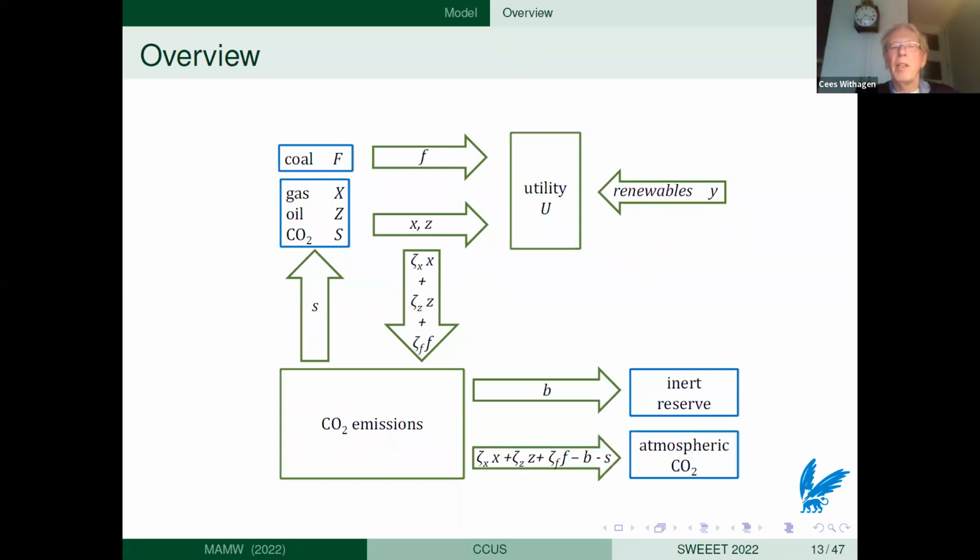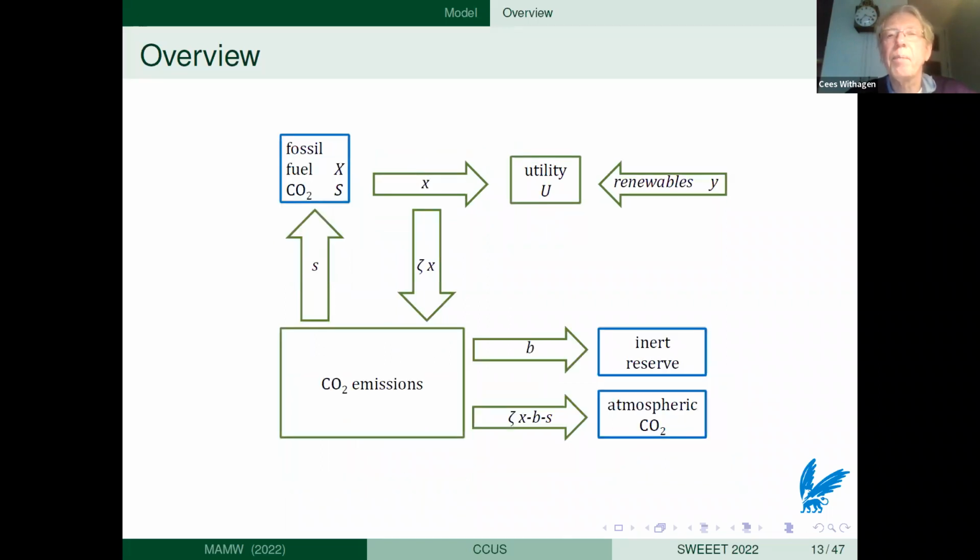What is then coming into the atmosphere is the difference between the total generation of CO2 and the amount put in inert reserves and the amount going back into the oil wells or gas wells. So that is then the atmospheric CO2. So this is, let's say, the general picture, but we have to modify this and make it simpler.